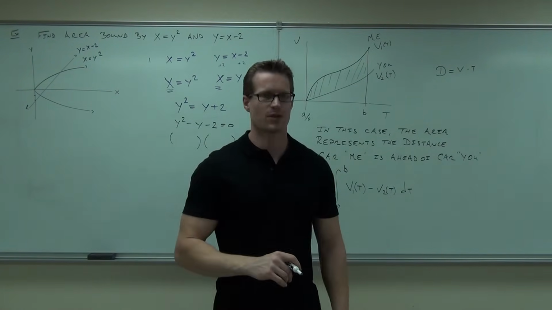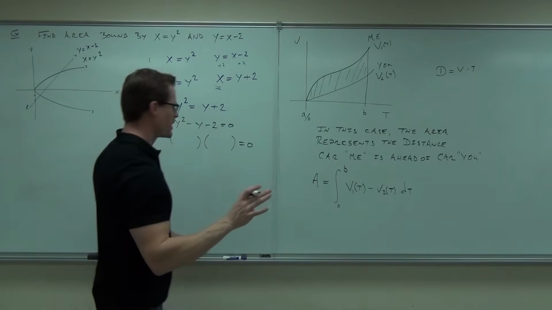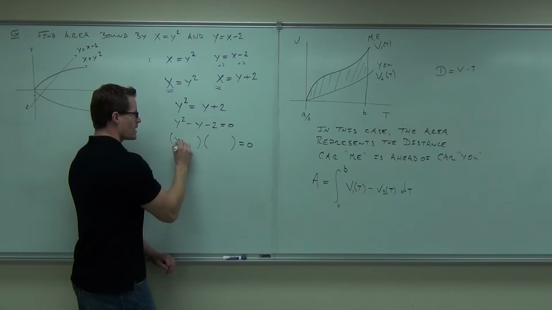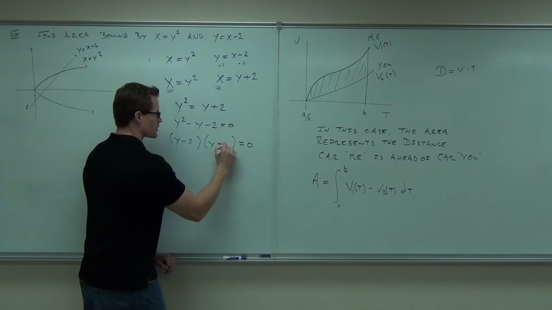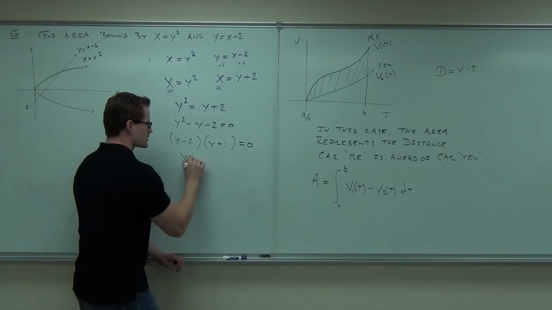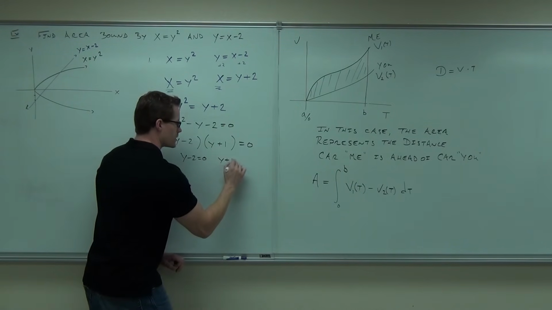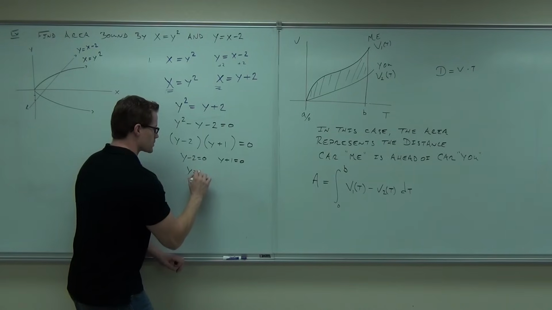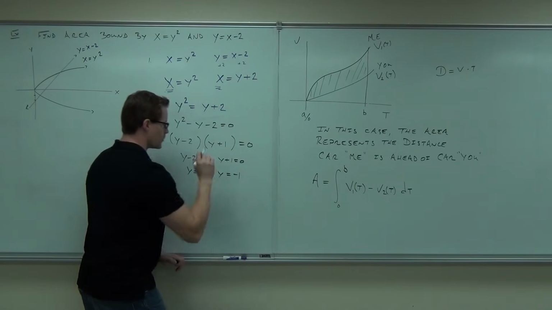And hope that it factors. Really, honestly, hope that it factors. It's kind of a pain if it doesn't, it really is. y minus 2 and y plus 1 is what I got out of that. Did you get that as well? That means that y minus 2 equals 0 and y plus 1 equals 0. You're going to get y equals 2, y equals negative 1.